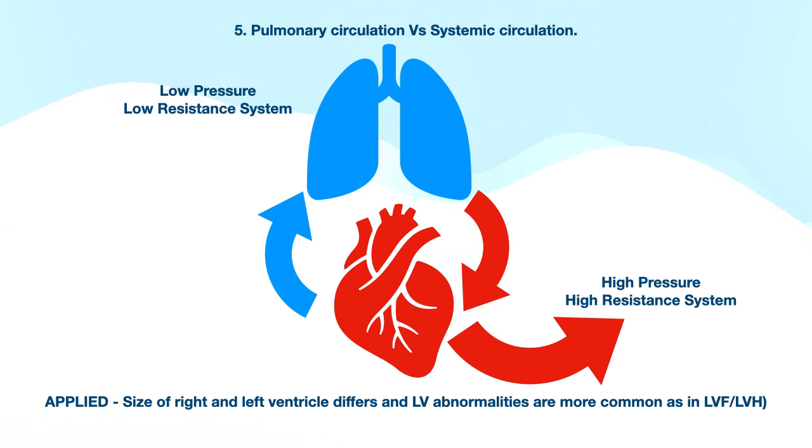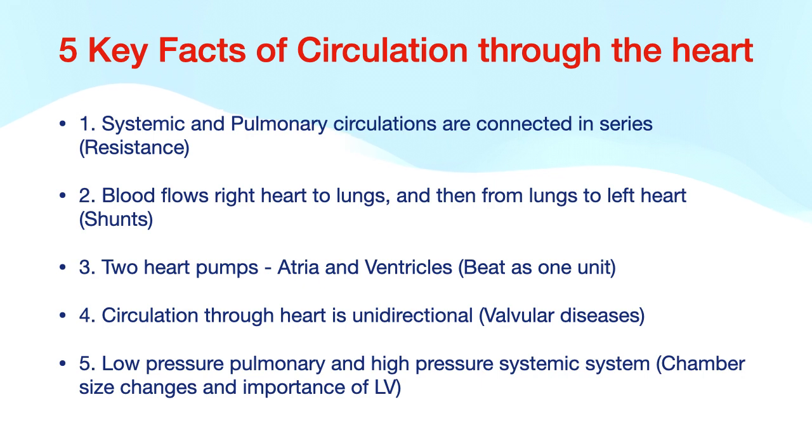There we have the 5 key facts of circulation through the heart. Fact number 1, the systemic and pulmonary circulations are connected in series. We talked about the resistances in parallel and how the resistance is less within the various organs as the blood flows from the heart to the organs. The second key fact is that blood flows from the right side of the heart to the lungs, and then from the lungs to the left heart.